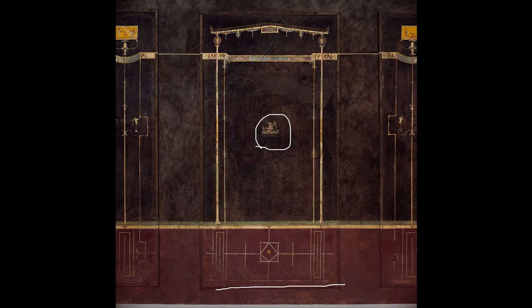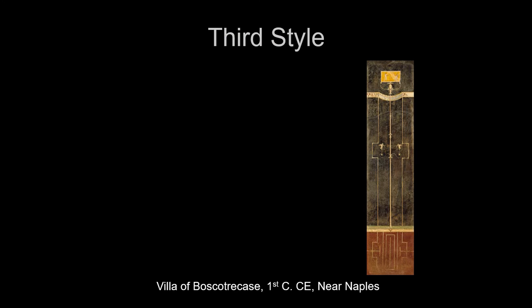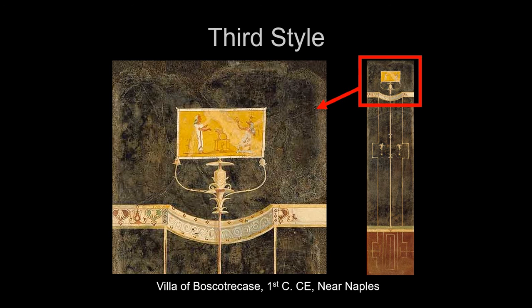If you look in the center, this is a vignette, and it shows a little idyllic kind of pastoral scene of pavilions out in nature. If you look at some of these other details, you'll notice that we have little Egyptian scenes.